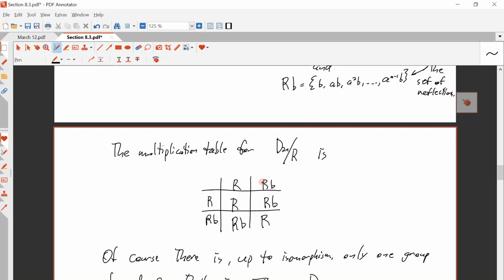Now you have 2 elements, R and Rb. R times R is R, R times Rb is Rb. Rb times Rb is R b squared, but b squared is 1 because b is a reflection. So that's just R. So it's just like, isomorphic to Z2.